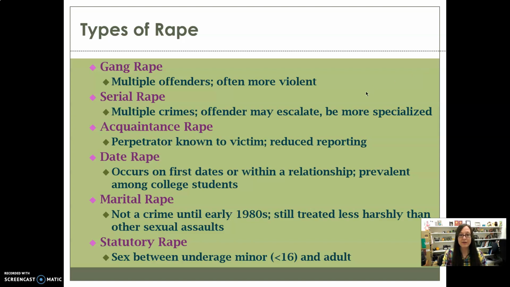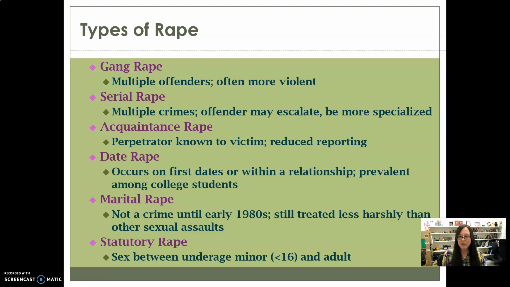Serial rapes, this is where you have multiple crimes. You may have a pattern where the offender escalates, but they tend to be much more specialized. So these serial rapists tend to rape and they don't really commit many other types of crimes.